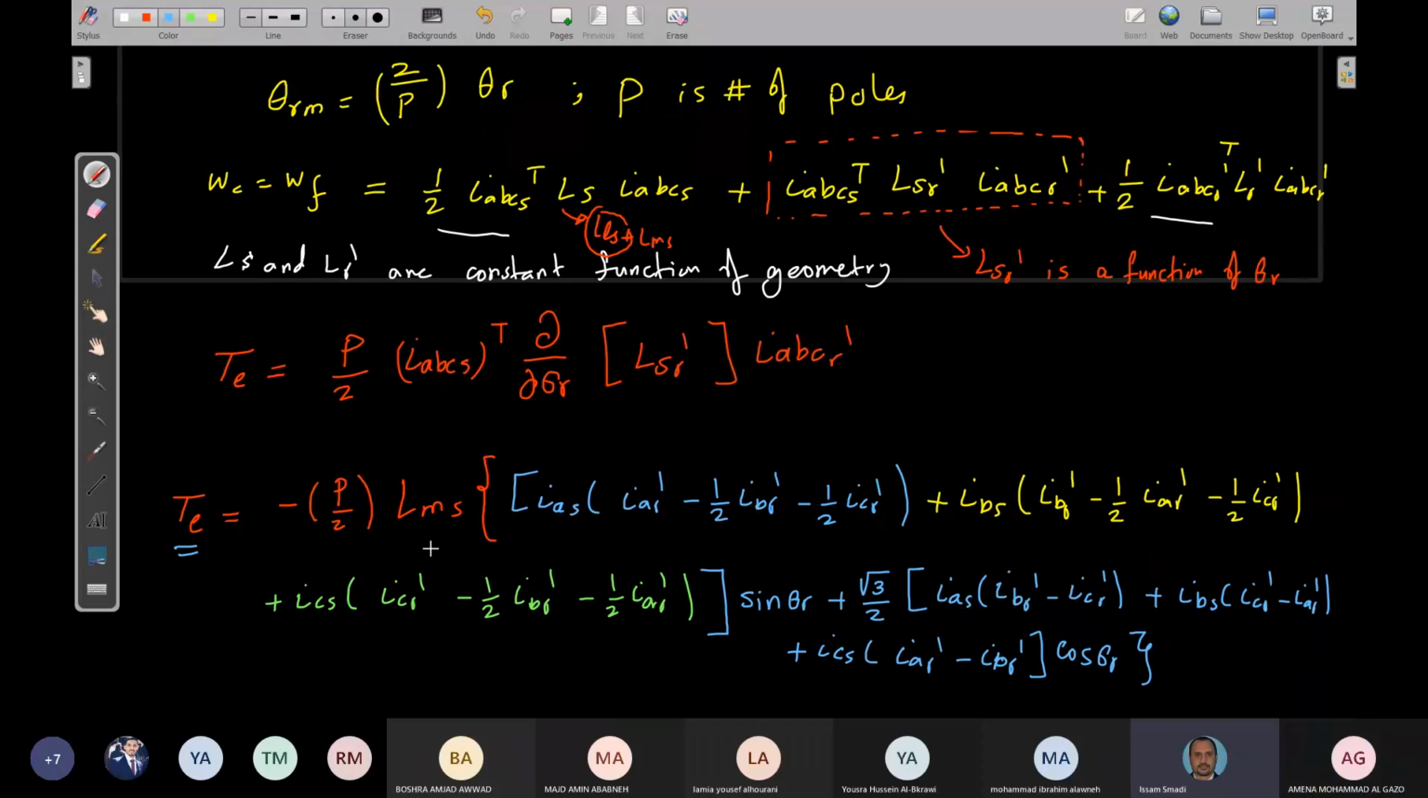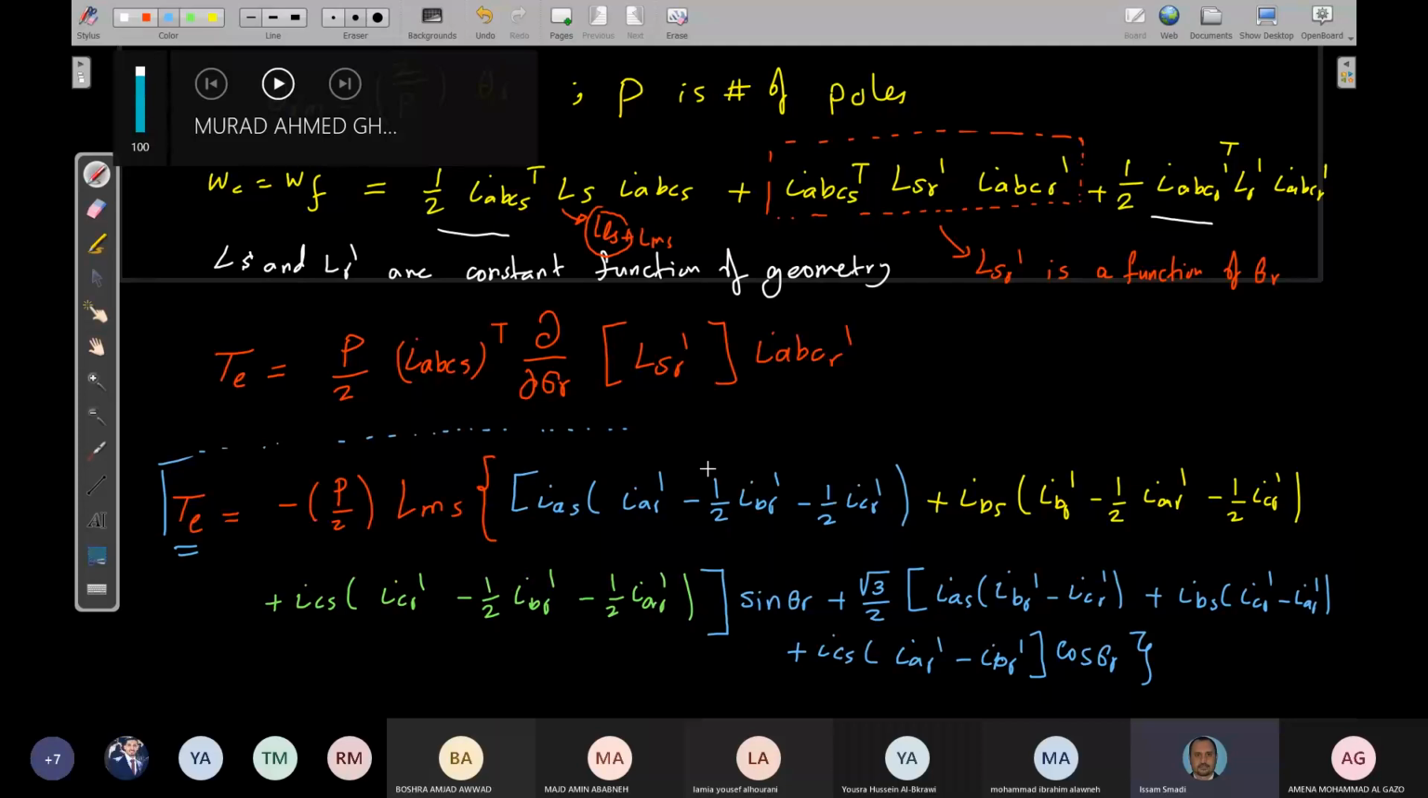Okay. Did you see the exact expression for the torque? Yes. This one here. Do you see it? Yes.